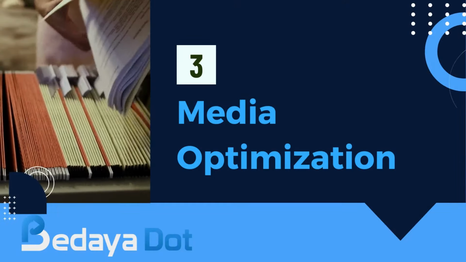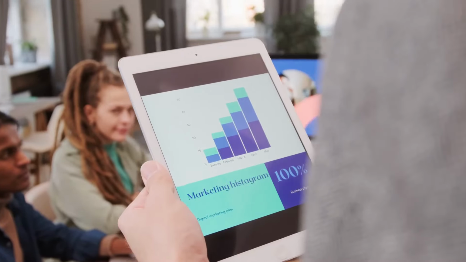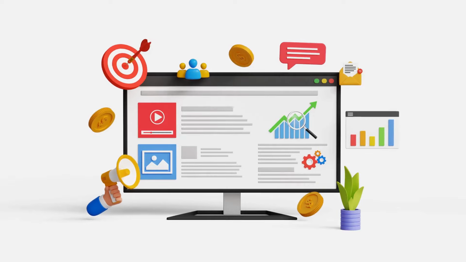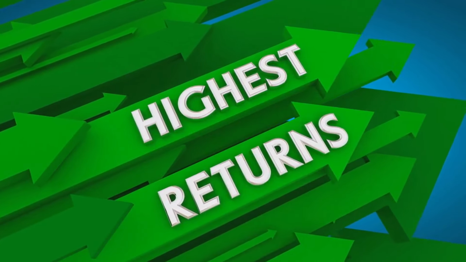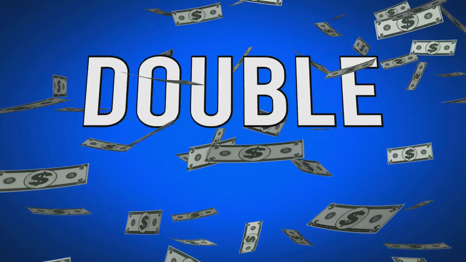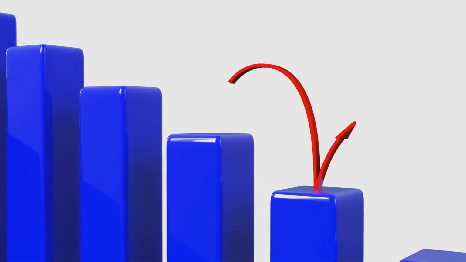Step 3. Media optimization. This is where you refine and adjust your campaigns based on performance. Watch metrics like click-through rate, cost per click, and return on ad spend to understand what's working and what isn't. Ads that perform well, double down. Ads that underperform, tweak or retire them.